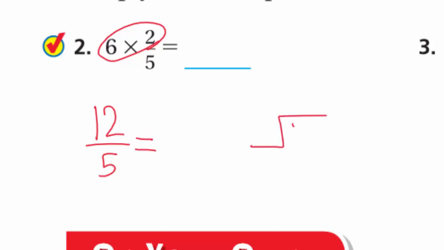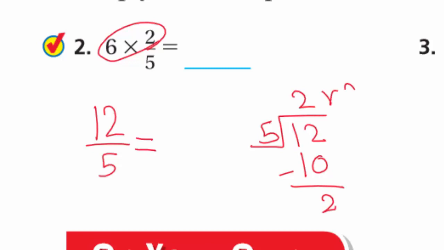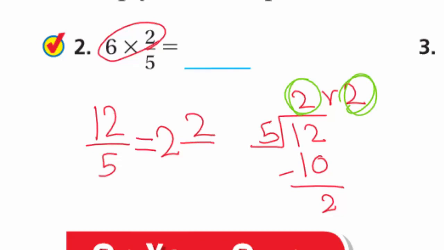So you can divide 12 by 5. So how many 5s are in 12? We have 2. 2 multiplied by 5 is 10. Subtract, we'll have 2 as a remainder. So to write it as a mixed number, this 2 is the whole number, and the other 2 is the numerator, and the denominator is 5. It doesn't change. So 2 and 2 fifths.